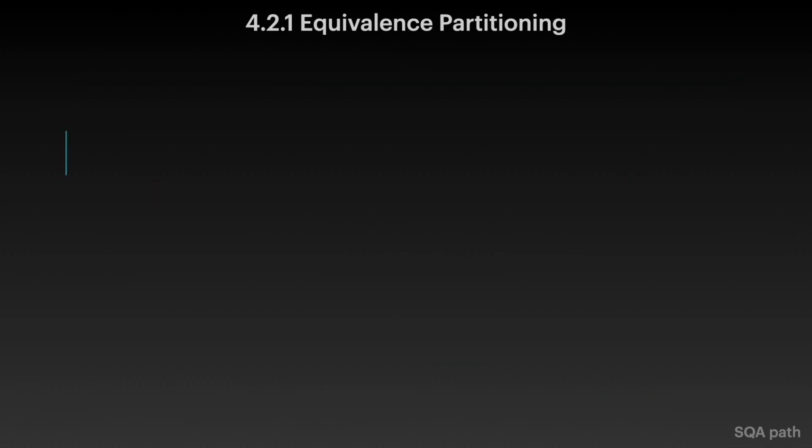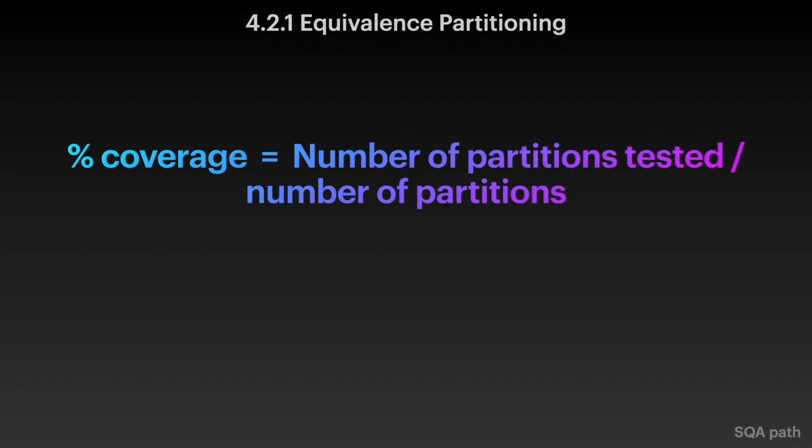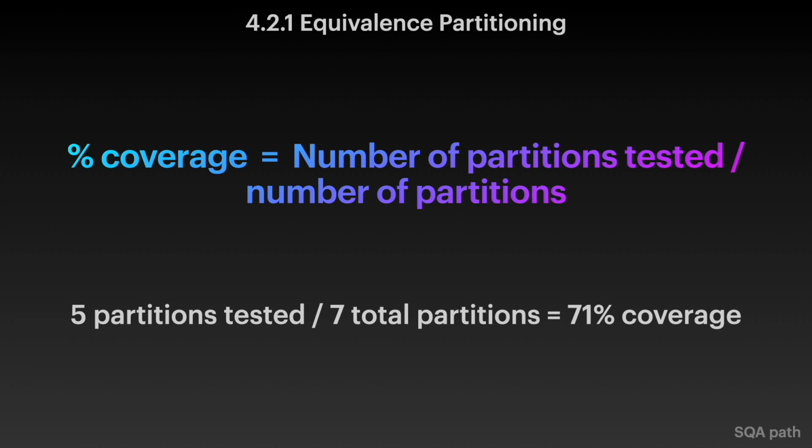To achieve 100% coverage with this technique, test cases must cover all identified partitions, including invalid partitions, by using a minimum of one value from each partition. Coverage is measured as the number of equivalence partitions tested by at least one value, divided by the total number of identified equivalence partitions, normally expressed as a percentage. Equivalence partitioning is applicable at all test levels.